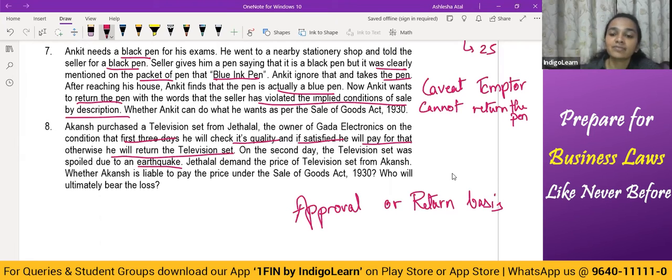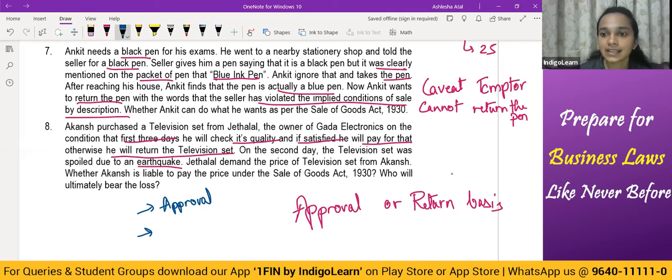Now, when we talk of goods sent on approval or return basis, the property passes to the buyer if he signifies his approval, or the time has expired and the buyer has not communicated about his acceptance or rejection, or if the buyer does an act which is an indication that he has adopted the transaction. So in that situation, the property will pass.